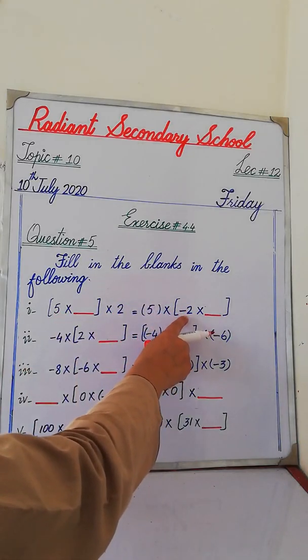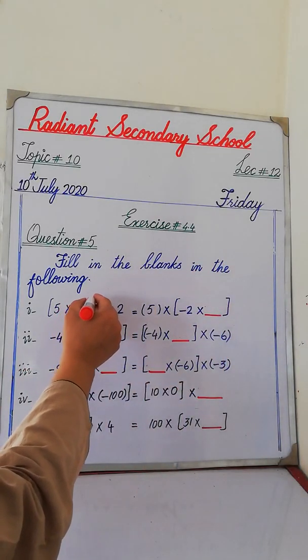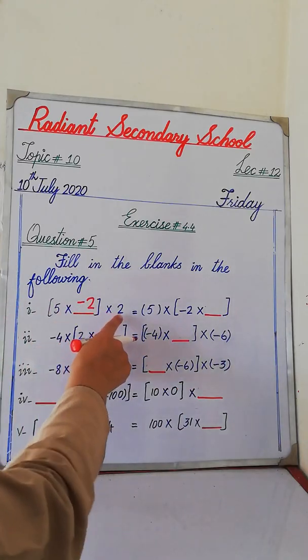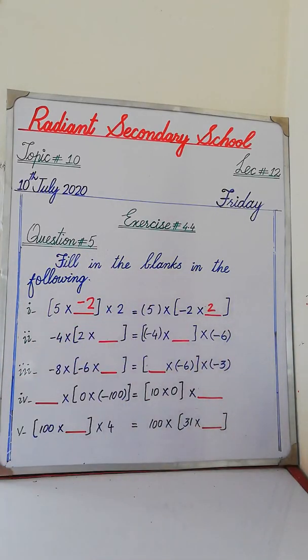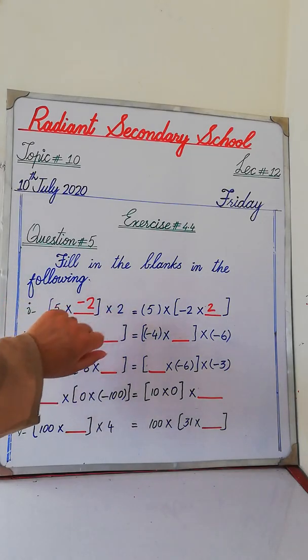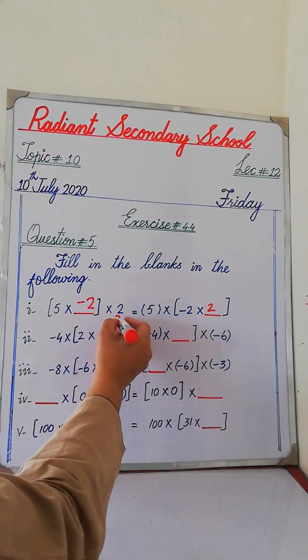If you observe in the first part, 5 is present on both sides. This minus 2 is present on the right side but not present on the left hand side. Plus 2 is present on the left side but not present on the right hand side. In this way you have to fill the blanks, but after completing you have to recheck your answer. We know already about BODMAS rules. Firstly, we have to solve brackets. When I solve this bracket, my answer will be minus 10. Minus 10 multiply 2, then my answer will be minus 20.